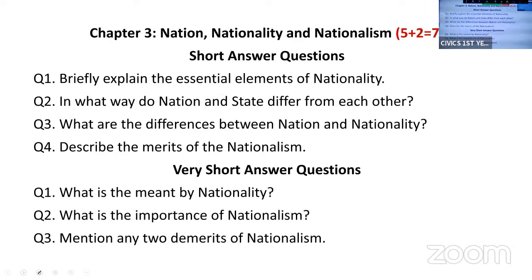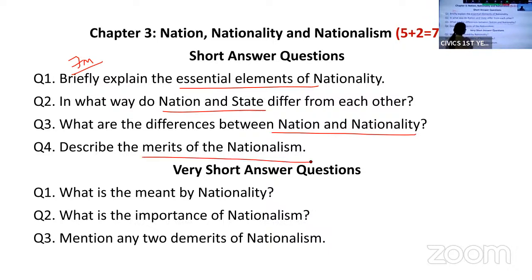Now let us move to the next chapter, your third chapter, nation, nationality and nationalism. Again, the weightage for this chapter is 7 marks. Okay, that means you will get 1 SAQ and 1 BSAQ from this chapter. The most important SAQs and BSAQs I have put on the screen. The first one is essential elements of nationality, then difference between the state and the nation, difference between the nation and nationality, and merits of nationalism. You can expect 1 question out of these 4.